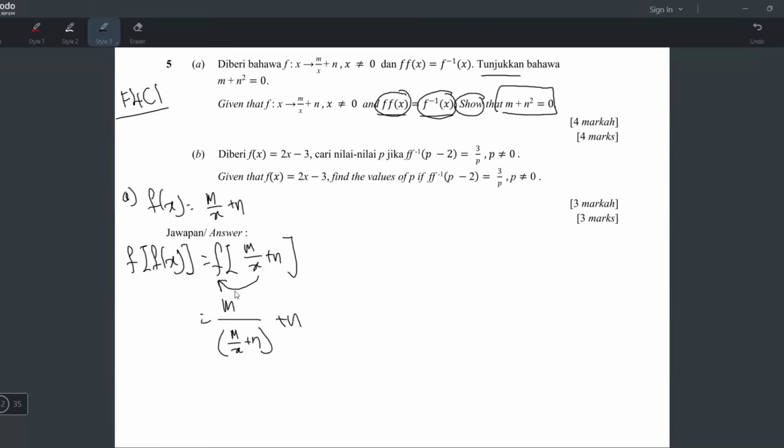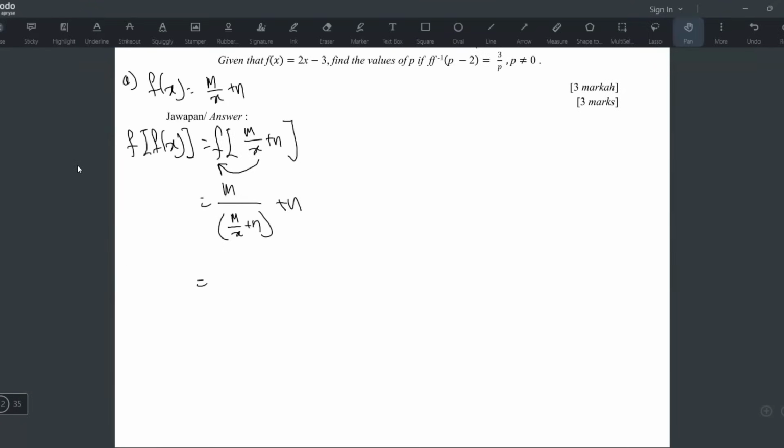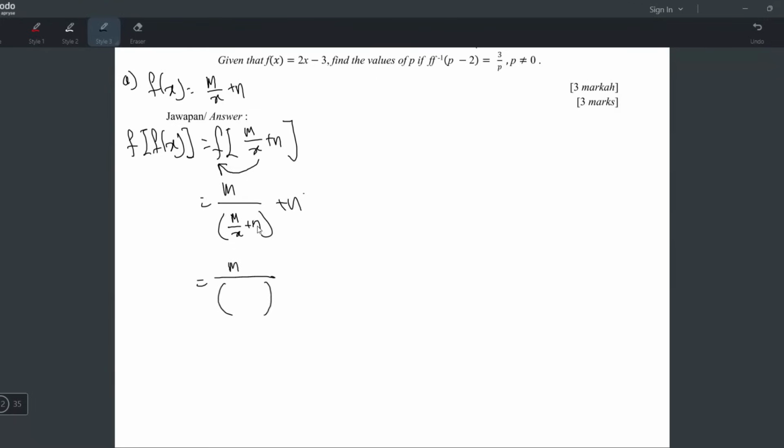Alright, now how do we simplify this? I will try my best to make it a single fraction. I'll make this bottom part a single fraction first. So it will be m over... and for this one, to make it a single fraction, the n has to be multiplied by x. So it becomes m plus nx over x. The reason I multiply by x is because I want to write it on top, to make it a single fraction like this.